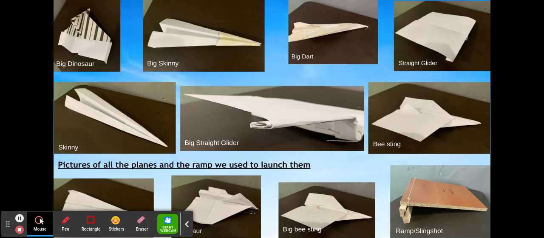So these are the paper airplanes that we used to be launched off the ramp. And Skinny went the farthest, and that's the plane right there.